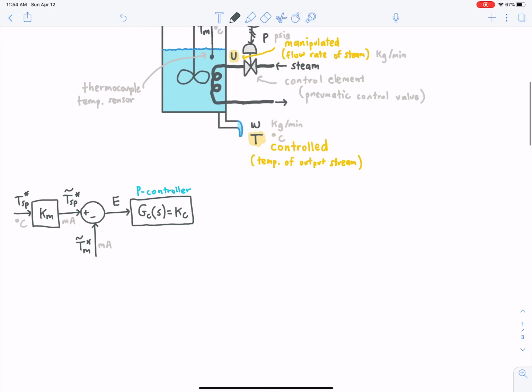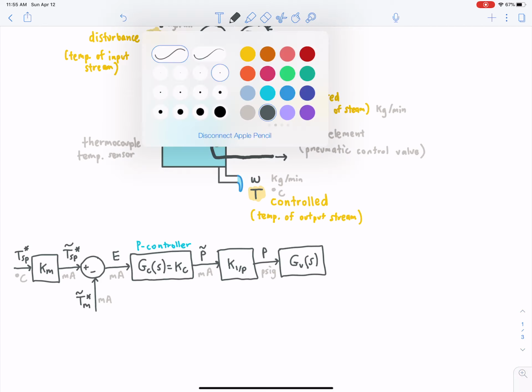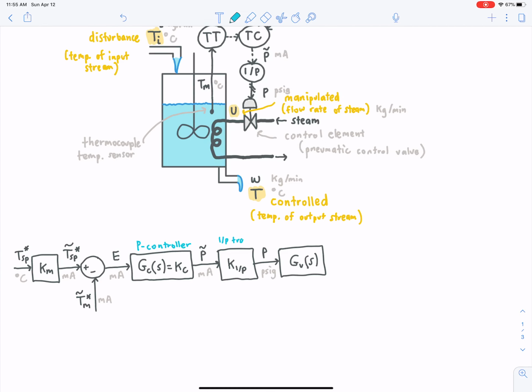And what the controller does is it outputs a milliamp signal. And that milliamp signal is P tilde. So we use P because eventually, once this passes through the current to pressure transducer, it's going to put out a pneumatic signal. All right, so the controller output is electrical, so is the error, and then finally the current to pressure transducer transduces that current into a pressure P, and that pressure P then pushes on the control valve. It has some sort of dynamics, all right, so this is GV of S, V for valve. So this is your IP transducer. This is your valve.